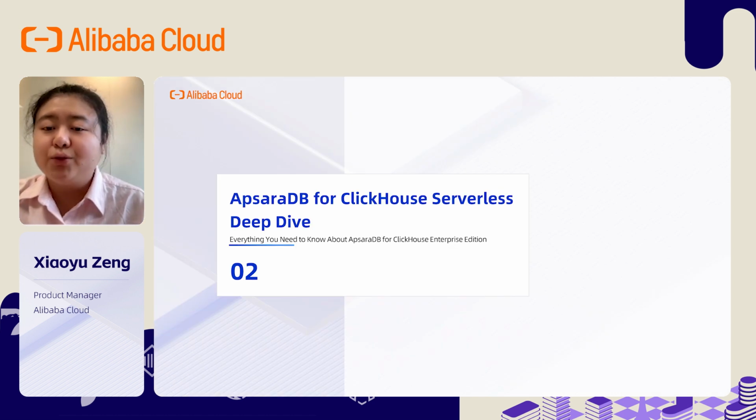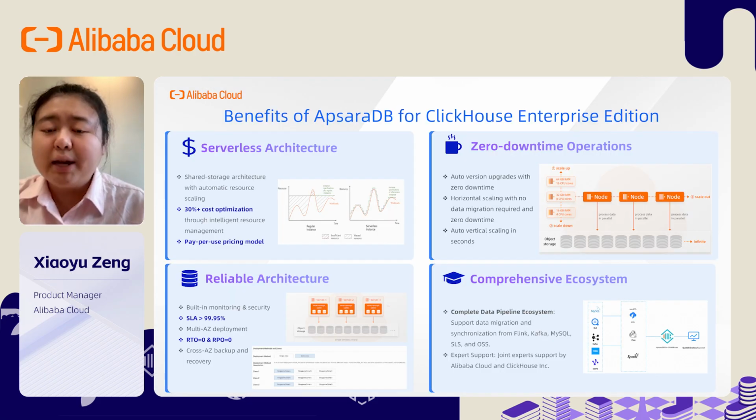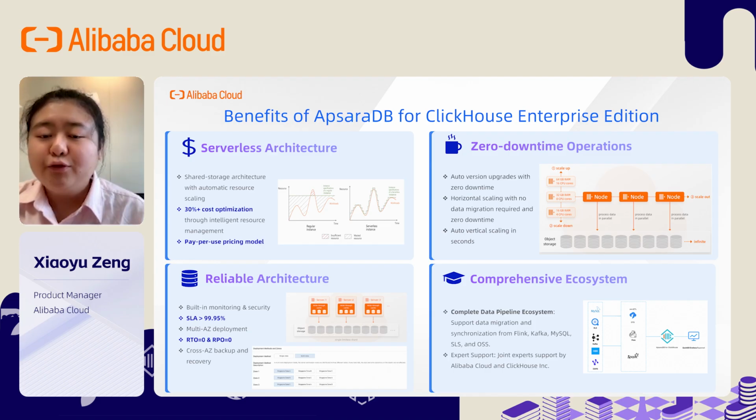Okay, let's transition to our technical deep dive into ApsaraDB for ClickHouse Enterprise Edition. The Enterprise Edition is 100% compatible with open source ClickHouse and performs much better in cost, operations, reliability, and ecosystem over self-built ones. First, our automatic scaling according to the workload helps cut costs by over 30% through avoiding compute resource waste during off-peak periods.